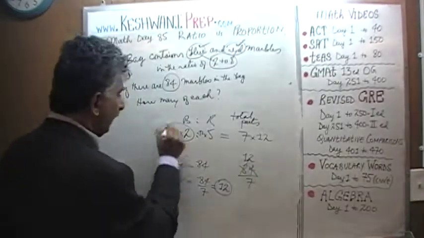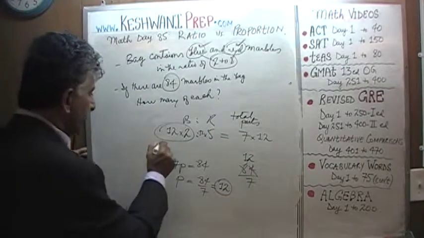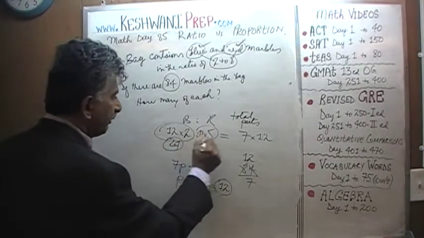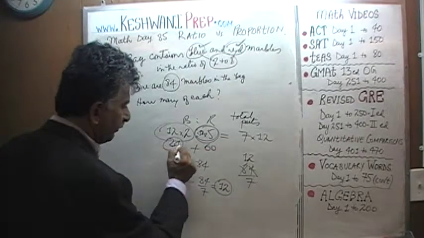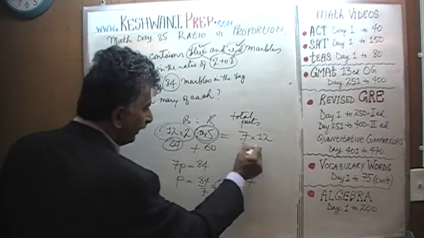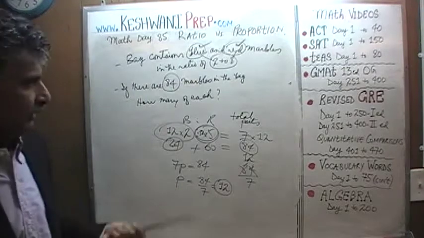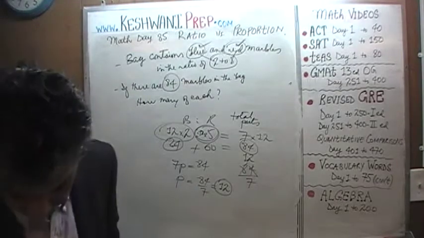The question is, how many blue marbles do we have? We have 24 blue marbles. How many red marbles we have is 12 times 5. 12 times 5 is 60. As you can see, 24 plus 60 equals 84. That's all. Very simple, very straightforward, as we said before.